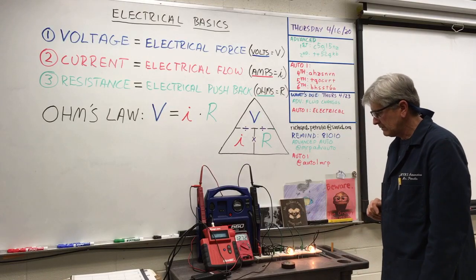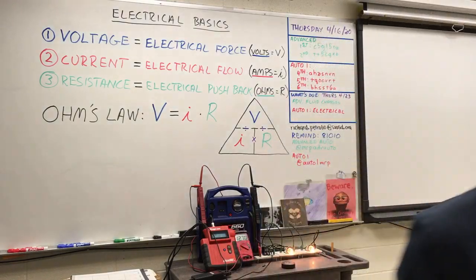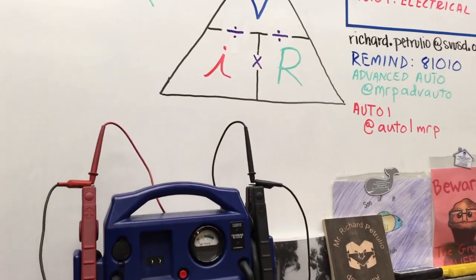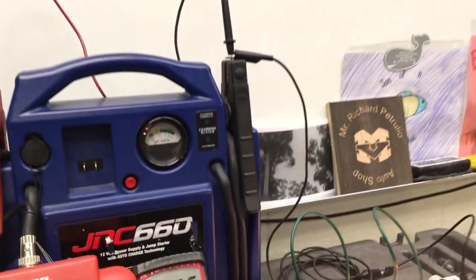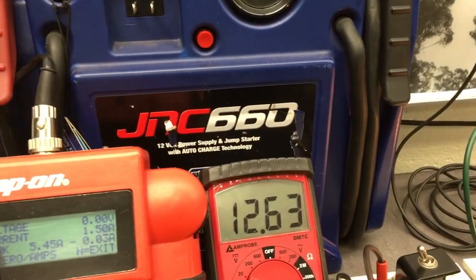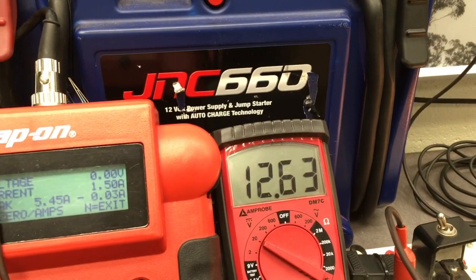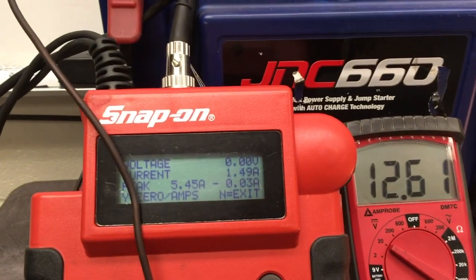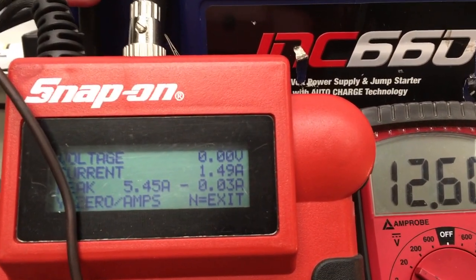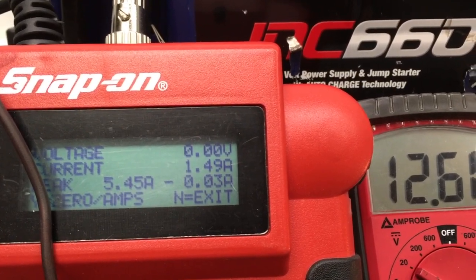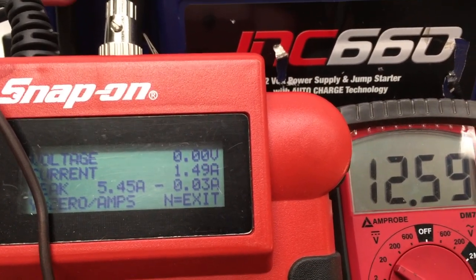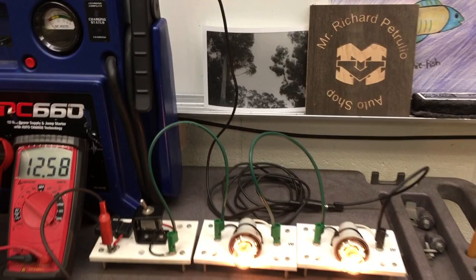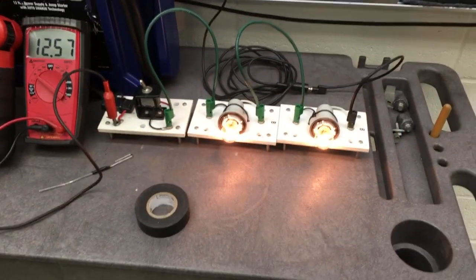But what about this circuit? Let's take a closer look. We can see by looking at the voltmeter that we've got about 12.6 volts. We can also see on the current meter that we've got about 1.49 amps. So that's telling us how much current is actually going through the circuit. Now that gives us an idea that we've got some resistance going on with these light bulbs. We'll take a look at those light bulbs.